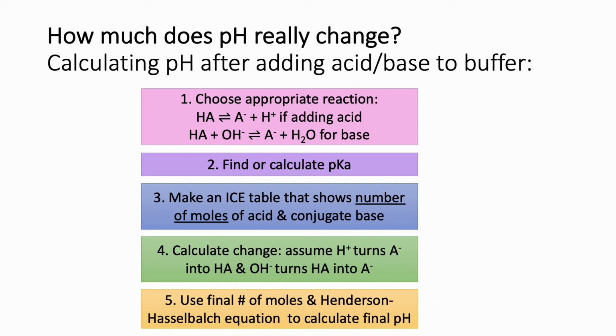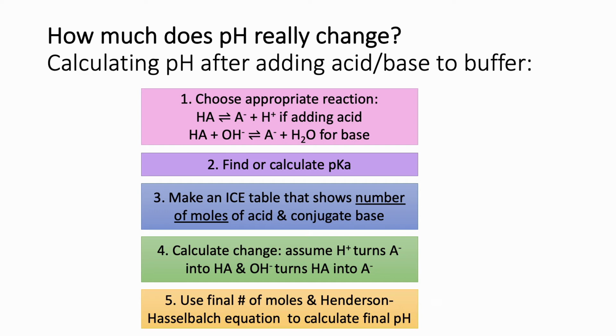Next, we're going to make an ice table. And this is going to be different from previous ice tables because it's only going to show the number of moles of acid and conjugate base. We don't care about H plus, we don't care about OH minus. Those don't go in our Henderson-Hasselbalch equation.